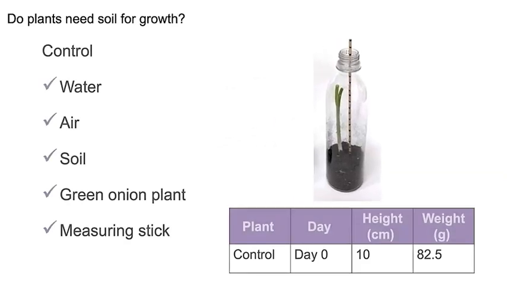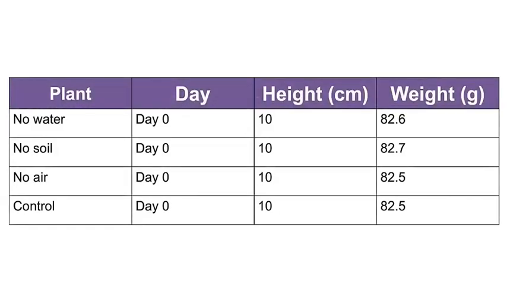We will add soil, water, and a green onion plant to our final water bottle and leave the bottle open to the air. Don't forget the measuring stick. We will grow all our plants in the same location to ensure that they receive equal amounts of sunlight and are grown in the same temperature. Wow, look at all our data. We will continue to observe and collect data from our observations.